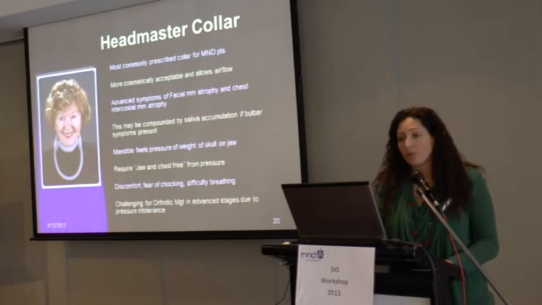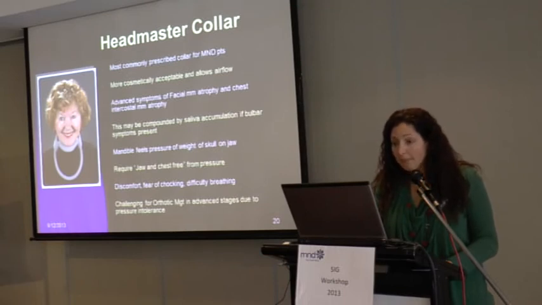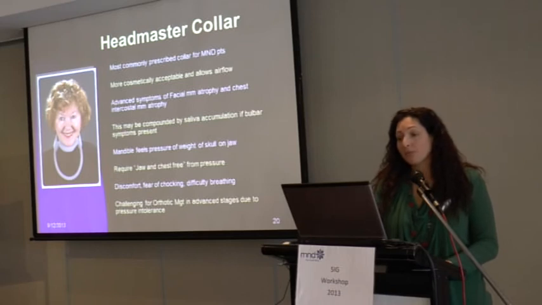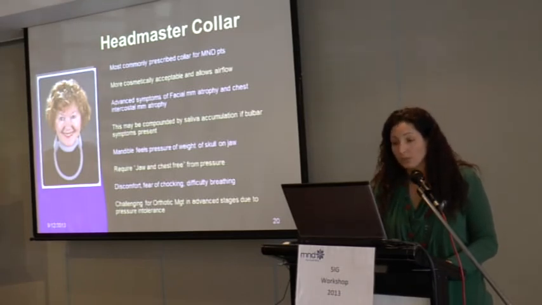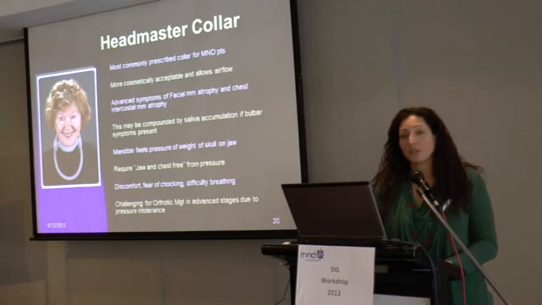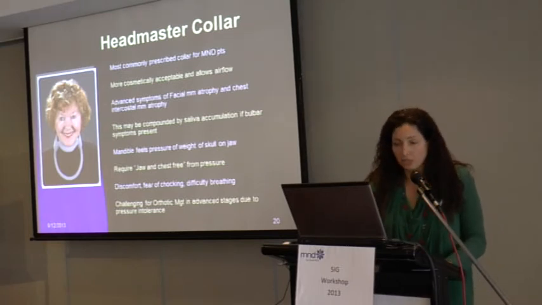But the most commonly prescribed collar for motor neuron disease is the Headmaster Collar because it's more cosmetically acceptable and it allows airflow. Advanced symptoms of facial muscle atrophy and chest intercostal muscle atrophy make this collar difficult to wear. The mandible feels the pressure of the weight of the skull on the jaw. They really require something to free the jaw and the chest up from pressure. They complain of discomfort, fear of choking, and difficult breathing, not to mention difficulty eating for those who are eating. It's challenging for orthotic management in the advanced stages due to patient intolerance.